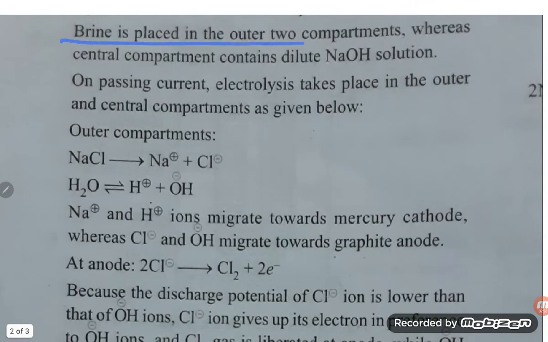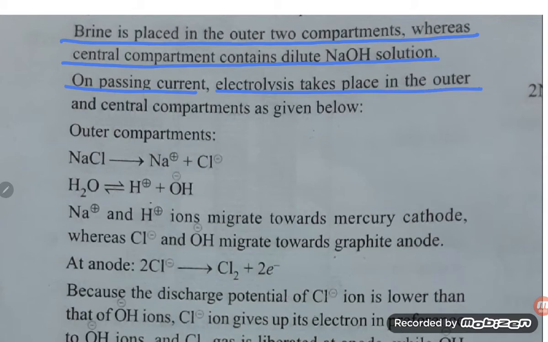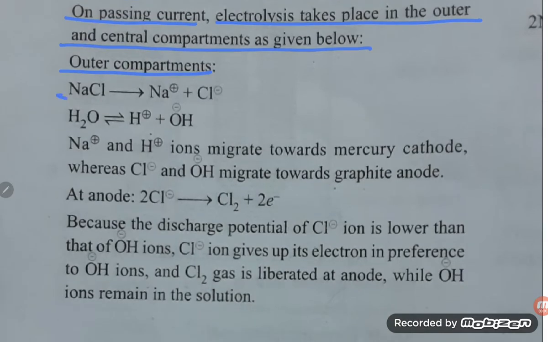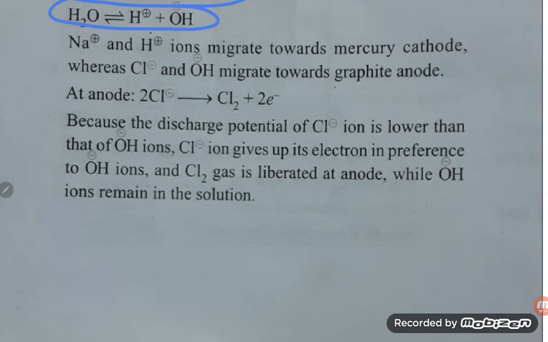Brine is placed in the outer 2 compartments, whereas the central compartment contains dilute NaOH solution. On passing current, electrolysis takes place in the outer and central compartments as given below. In the outer compartment, NaCl gives Na+ and Cl-, and H2O gives H+ and OH-. So Na+ and H+ ions migrate towards the mercury cathode, whereas Cl- and OH- migrate towards the graphite anode.